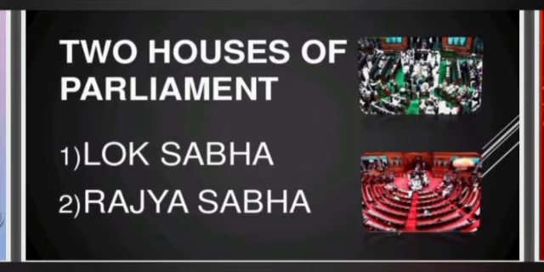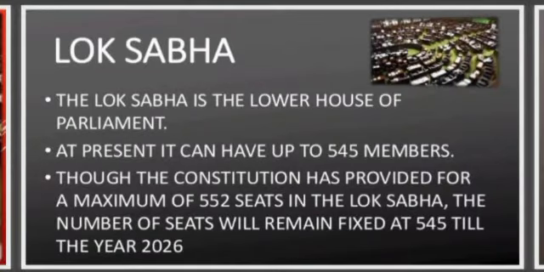Then we will discuss these two houses in detail, as well as the differences and many things. Now here we are discussing the Lok Sabha. It is the lower house of the parliament and it can have up to 545 members. Though the constitution has provided for a maximum of 552 seats in the Lok Sabha, the number of seats will remain fixed at 545 till the year 2026.